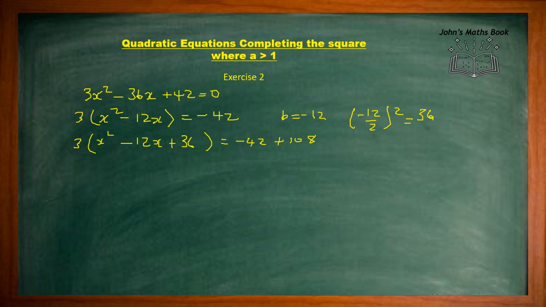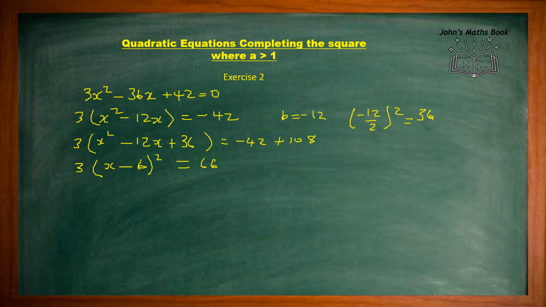So on the left hand side within the bracket we've got a perfect square trinomial. So that becomes 3 into x minus b divided by 2. So b is 12 divided by 2 gives us 6. And that's all squared is equal to 108 minus 42 gives us 66.